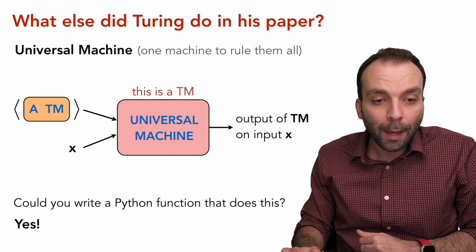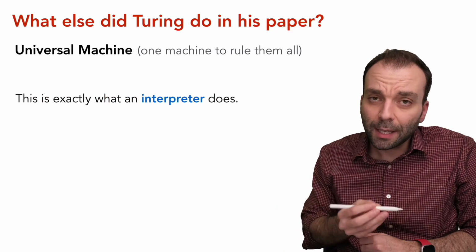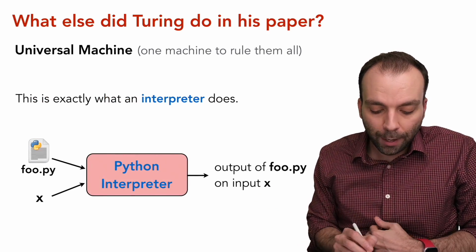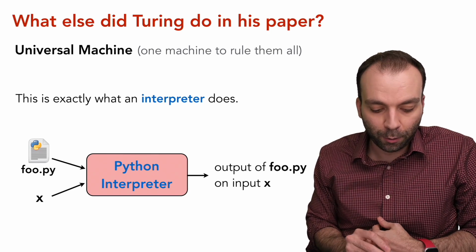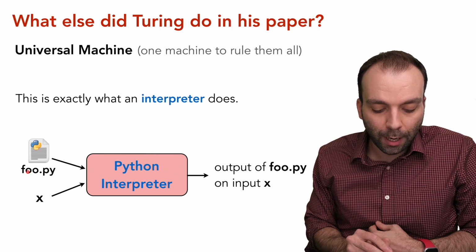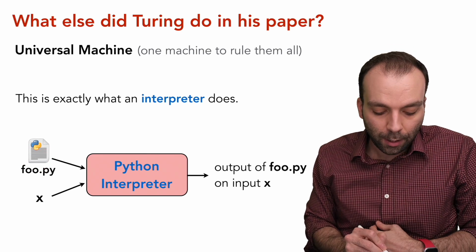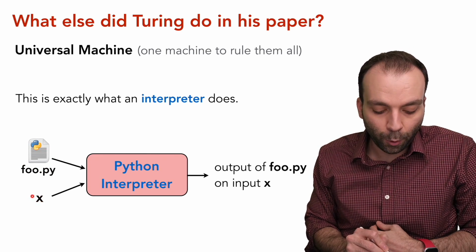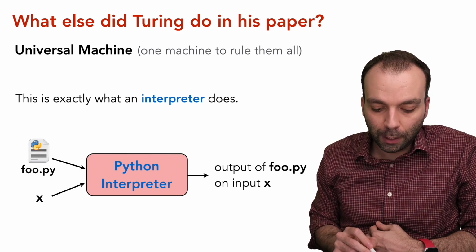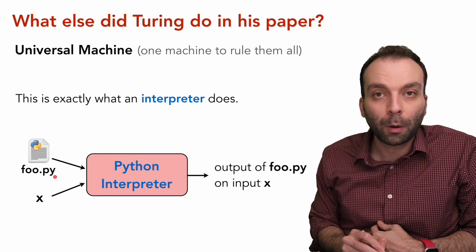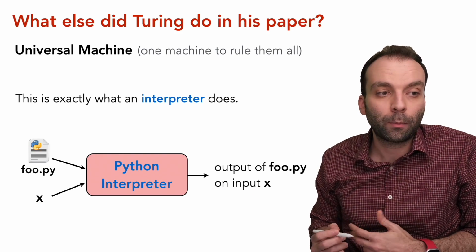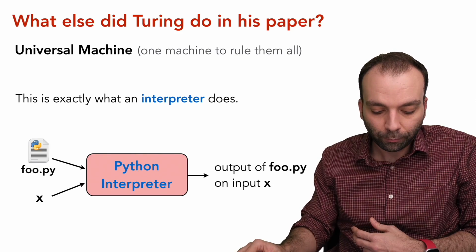And if you think about it, this is exactly what a Python interpreter would do, right? I mean, a Python interpreter does not take in a Turing machine description as input, but it takes in a Python program, a Python function, as input and some other X that's supposed to be input to foo.py, let's say, and it will interpret, it will execute the instructions of foo.py given the input X and then give you the corresponding output. So this is what the Python interpreter does.